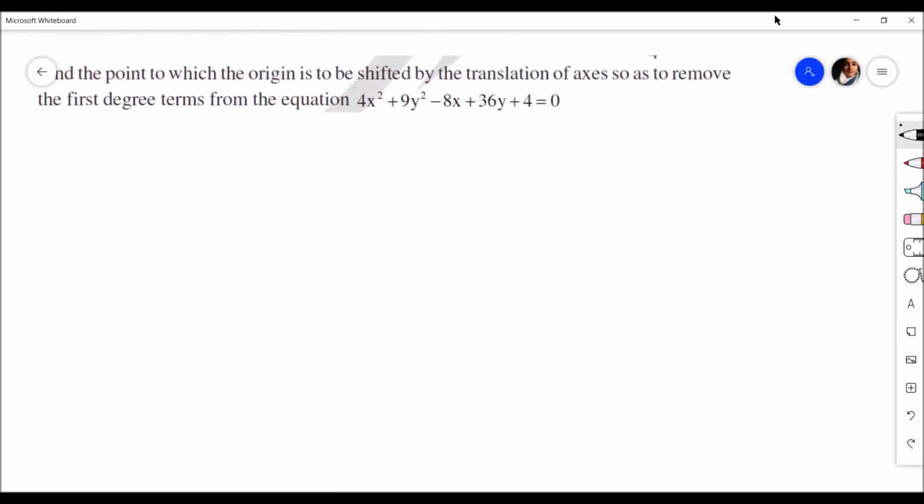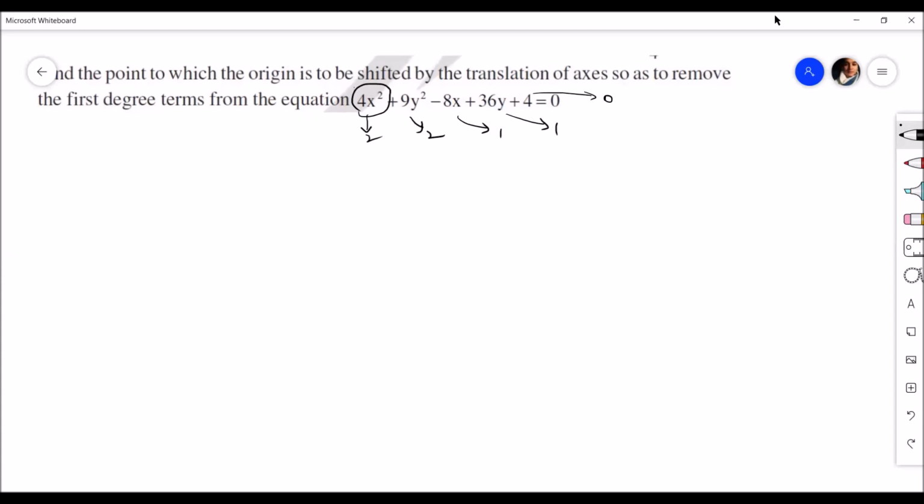Yes, in this equation, observe the degrees of each term, right? This term has a degree 2. Similarly, this term has a degree 2. But this term has a degree 1 and this term has a degree 1, whereas 4 has a degree 0. So you have to remove the first degree terms, which means the x term and the y term are to be removed. And in order to remove those terms, what is the point to which the origin has to be shifted? That's your question.